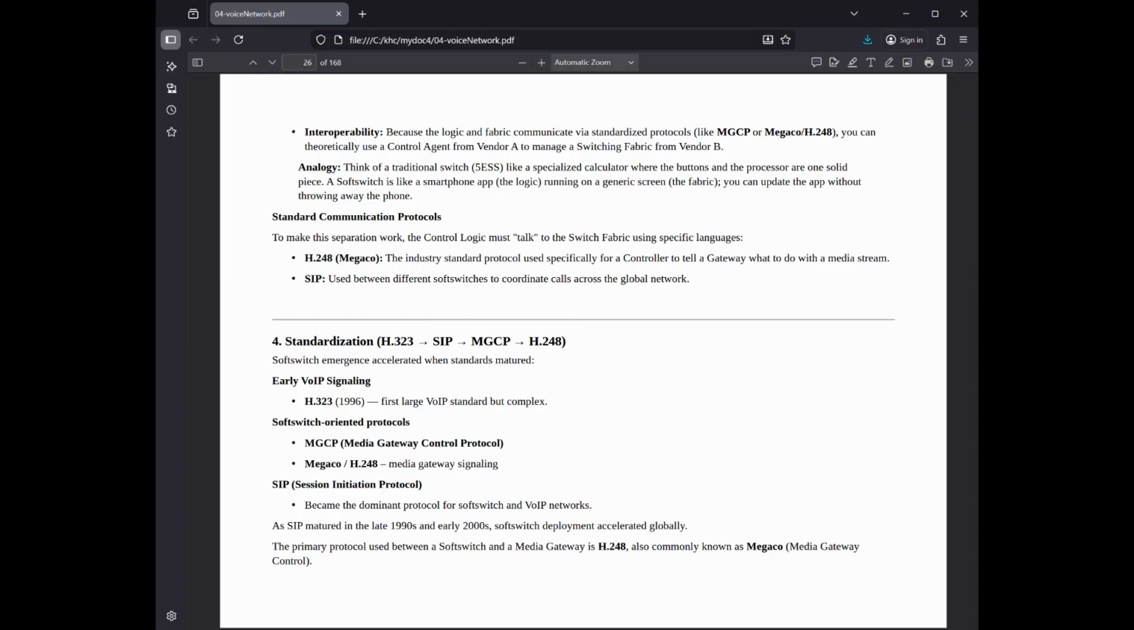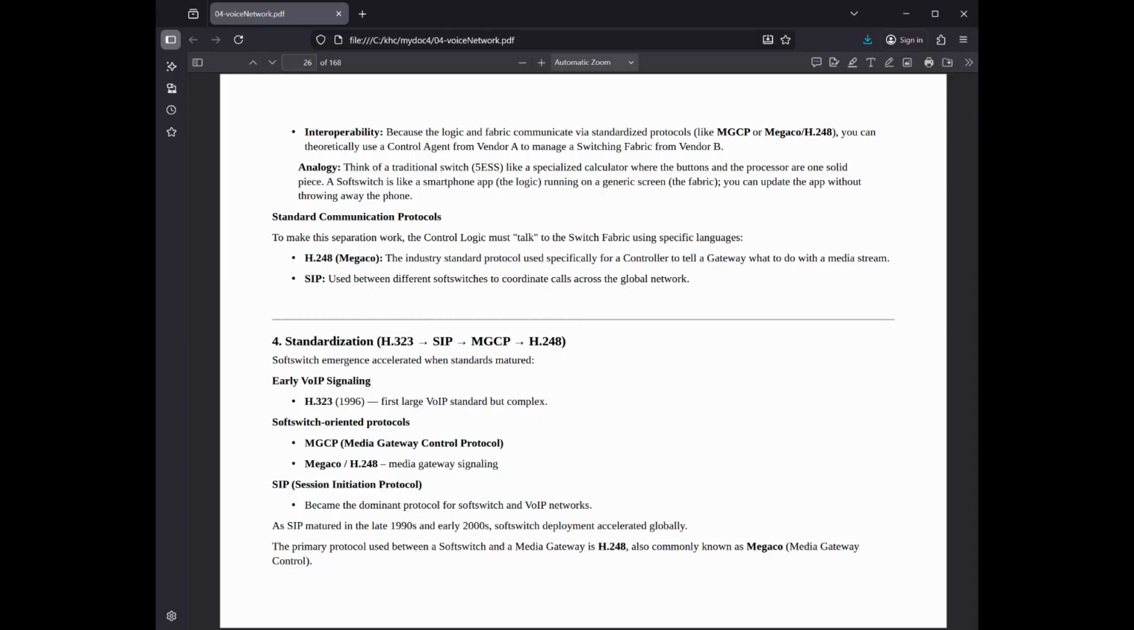Analogy: think of a traditional switch, like the 5ESS, as a specialized calculator where the buttons and the processor are one solid piece. A soft switch is like a smartphone app: the logic, running on a generic screen, the fabric. You can update the app without throwing away the phone.